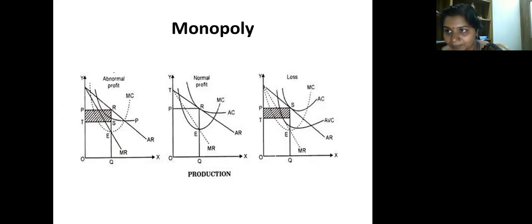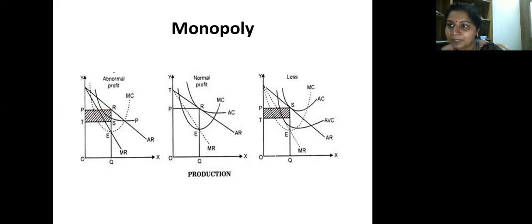Why is there normal profit for monopolistic and abnormal profit for monopoly? Again, competition level. In monopolistic market structure, there is competition. So if they are earning more profit, what will happen? It will attract more producers into the market structure. More people will enter the industry and start producing the commodity. So ultimately, these people's profit will come down in the long run, and everyone in the monopolistic market structure will be earning normal profit.